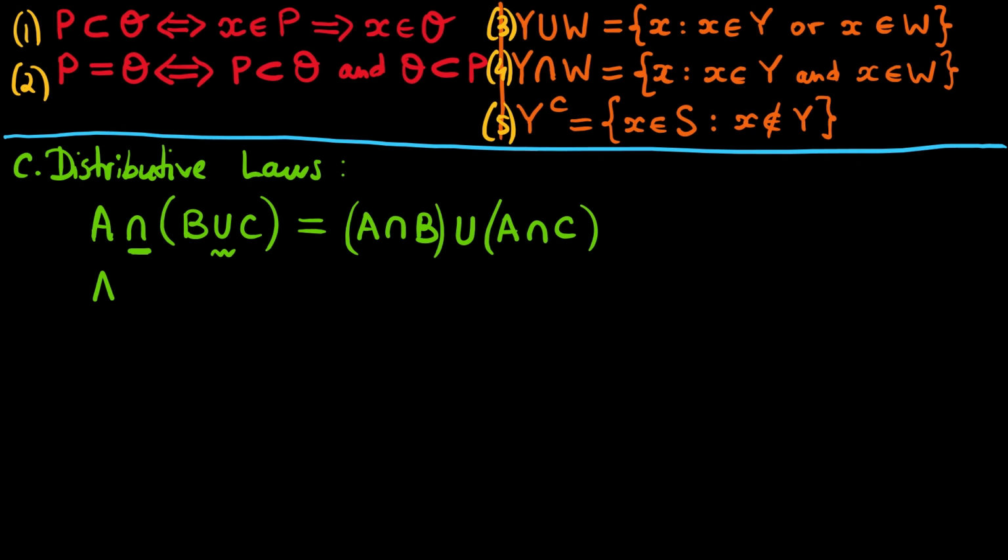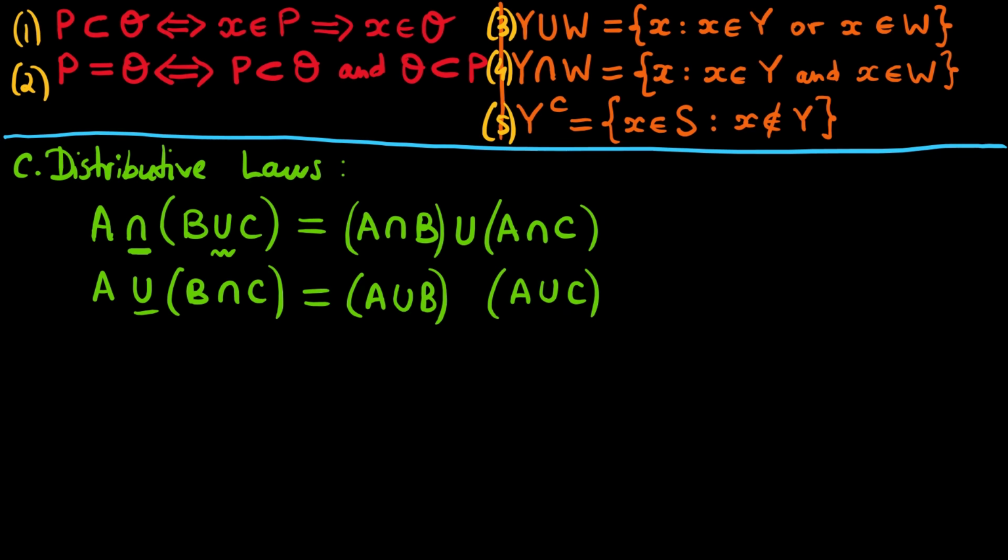And there's an analogous one with a union in front of the parentheses and intersection inside. And so now we're distributing the union. So we get A union B and A union C. And these are chained together by the operator operating inside, and that's the intersection.